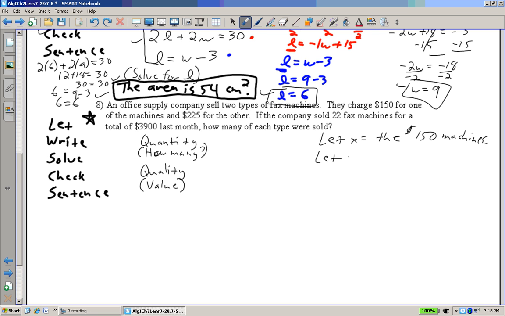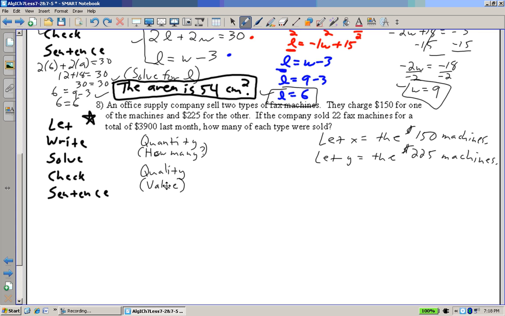Also let Y equal the $225 machines. That way we can keep track of which one is which. Okay, so they charge 150 for one, 225 for the other. Now, that's talking about the value of each.